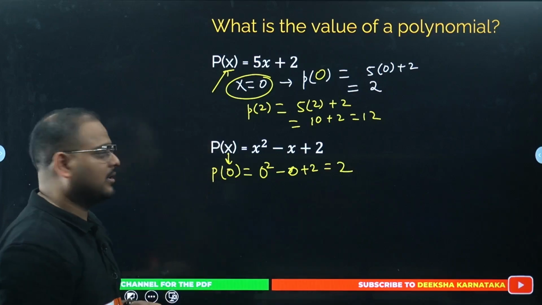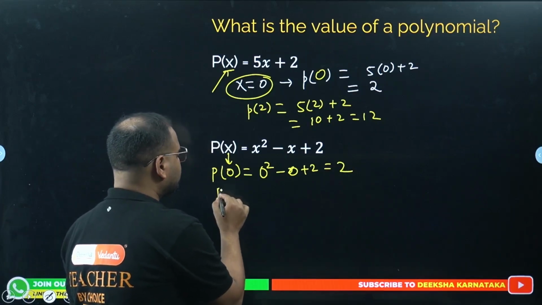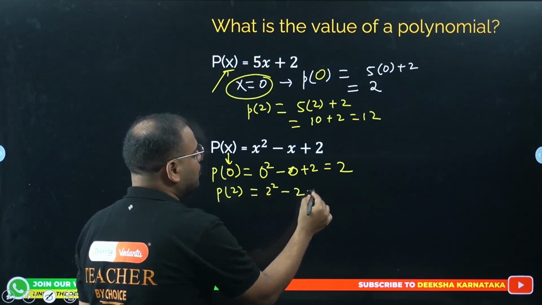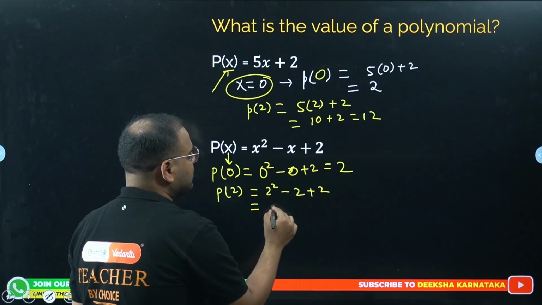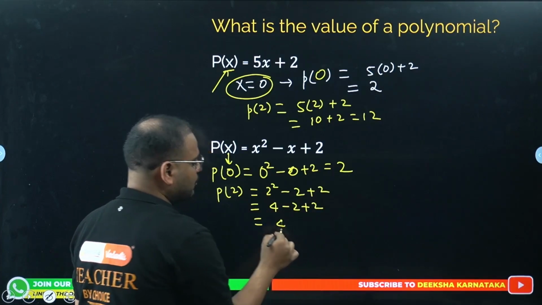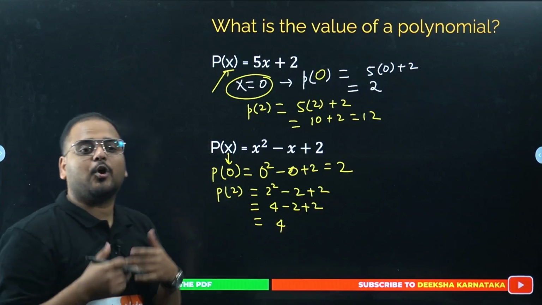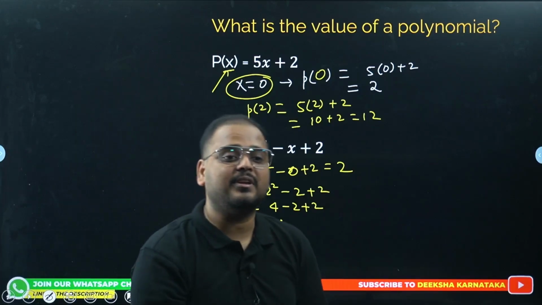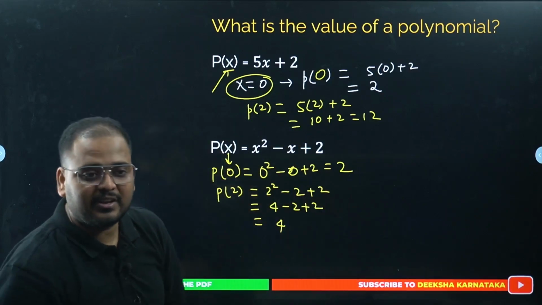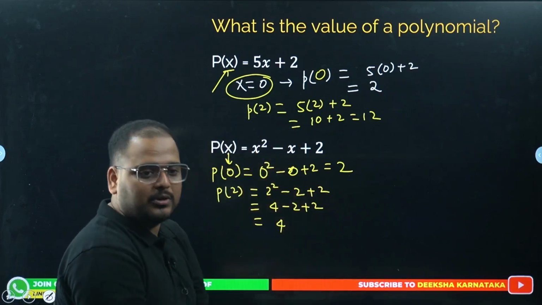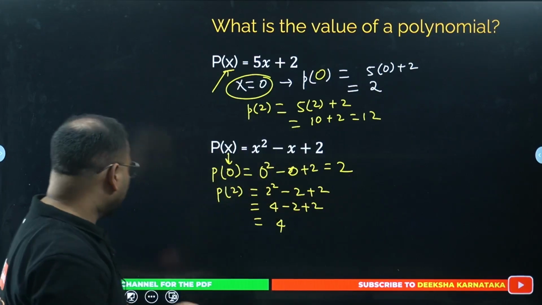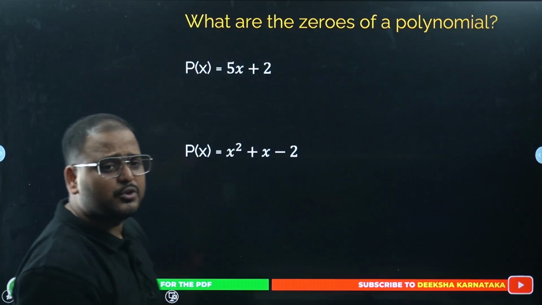Take x as some number. Let's take x as 2. What will this become? 2 square minus 2 plus 2. Answer is 4 minus 2 plus 2, which is nothing but just 4. So the value of the polynomial is nothing but this: take any x given, replace the x in the expression with the number, whatever real number you have, and whatever comes out, the outcome of that will be the value of the polynomial. Very clear? Very simple? Nothing much to do there.